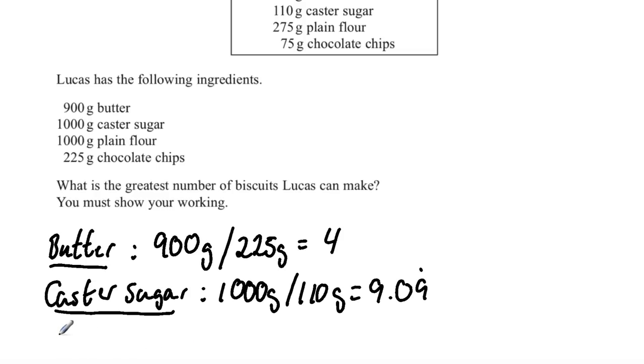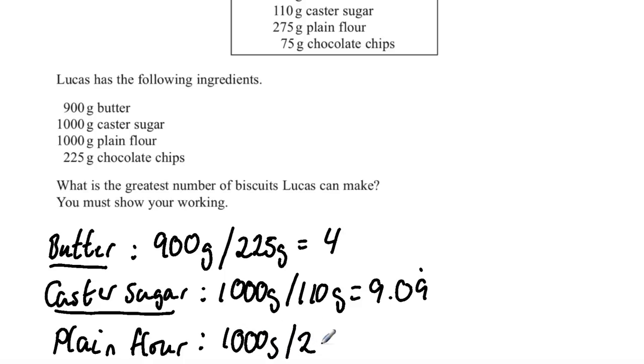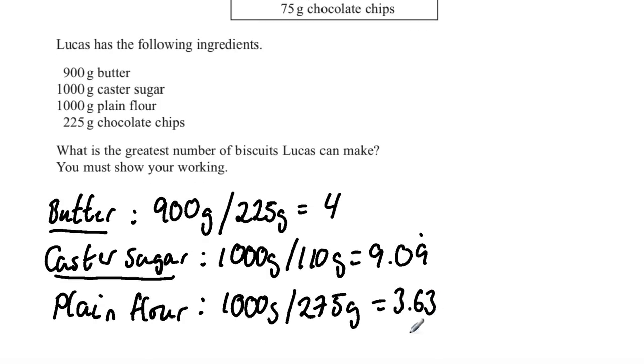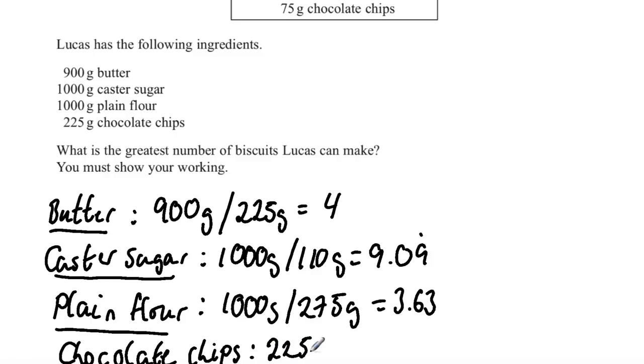Move on to plain flour. So we have 1,000 grams divided by 275 grams, which equals 3.6 recurring. And then we have chocolate chips. So 225 grams divided by 75 grams, which equals 3.